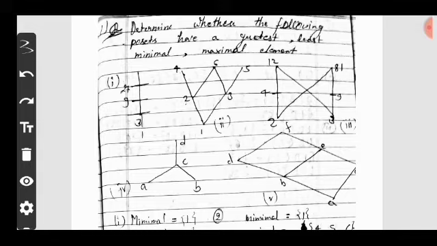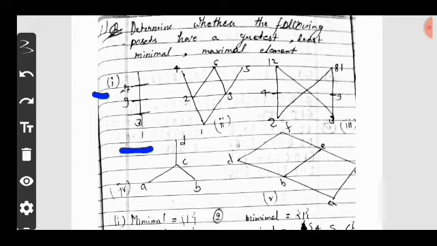So here, according to the first Hasse diagram, the maximum element is 27 because it is at the top of the Hasse diagram, and the minimum element is 1. The least element is 1 and the last element is 27, which means it is the greatest element.